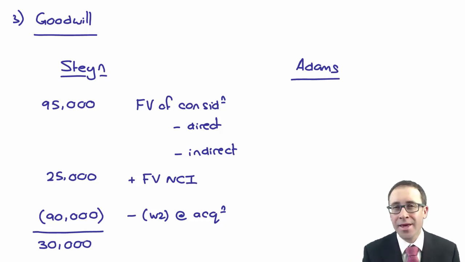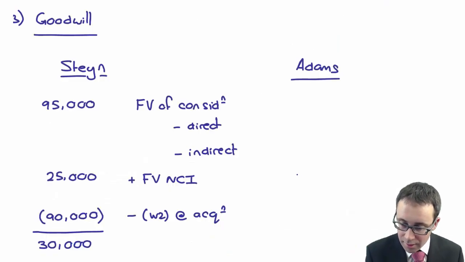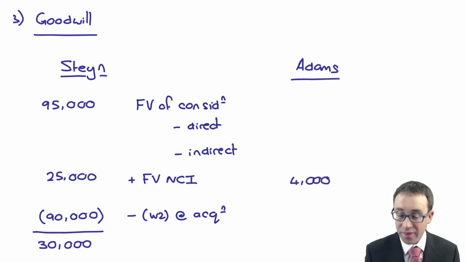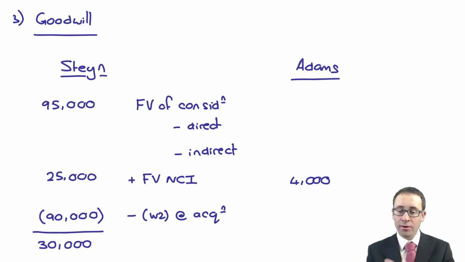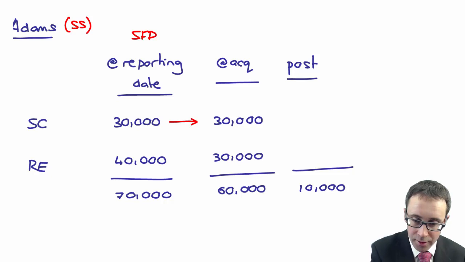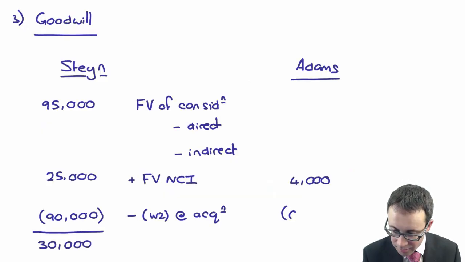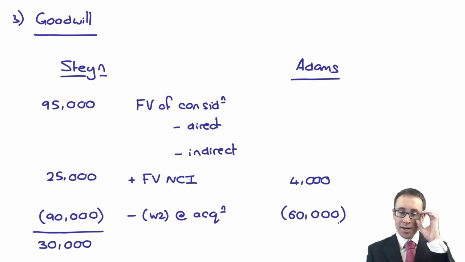Again, if you're thinking about Adams, get the easier bits first. The easier bits first are that it tells us the NCI was 4 million. So we can put in the NCI. We know that there is 4 million. Remember, we're working in thousands, so that's 4,000,000. The net assets at acquisition, well, we have that in working 2 of Adams as 60. So we can put that 60,000 in there.